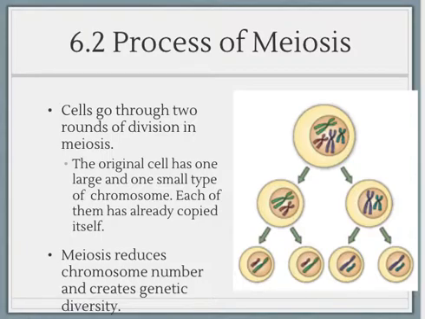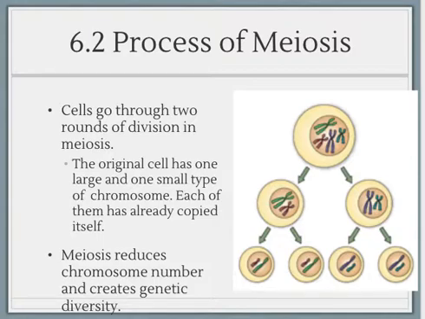So anyway, it's 2 rounds of division in meiosis. The original cell has one large and one small type of chromosome. Each of them has already copied itself. And meiosis essentially reduces chromosome number and creates genetic diversity. I'll refer to how it creates genetic diversity as we move forward.